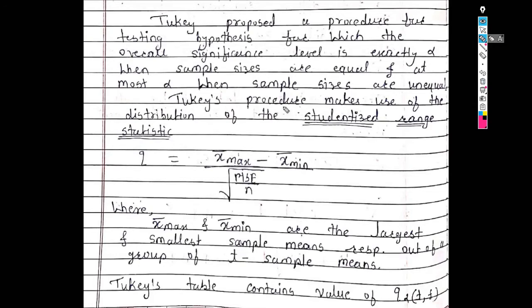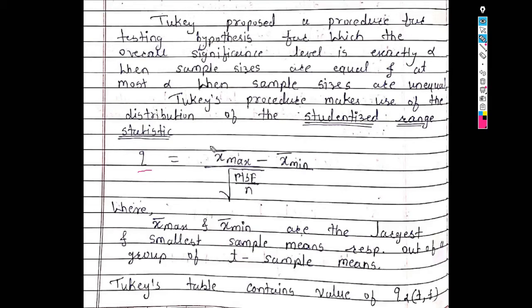Tukey's procedure makes use of the distribution of the studentized range statistic. So Tukey uses the studentized range statistic to test the given hypothesis. It is denoted by Q, and it is defined as x bar max minus x bar min upon the square root of MSE upon n. Here MSE is the unbiased estimator of sigma square, that is, the mean sum of squares due to error.